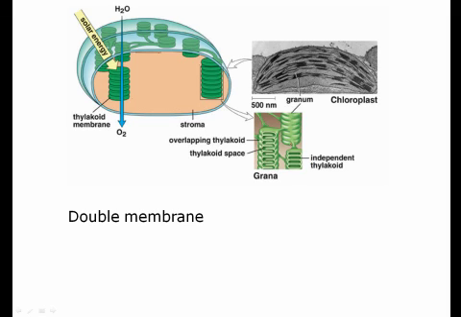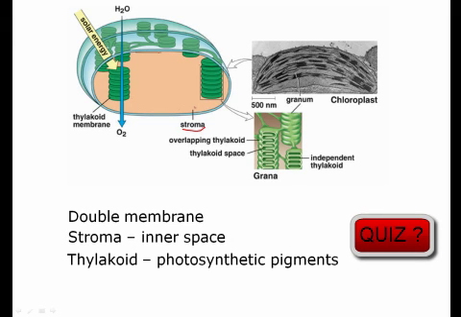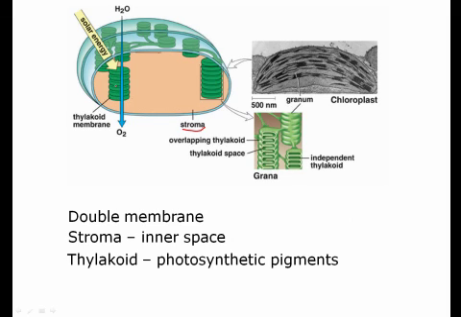The chloroplast is a double membrane structure, has two layers of membrane. The inner space is called the stroma. Parts of these photosynthetic reactions are going to occur in the stroma. And then distributed throughout the stroma are some membranes that are called the thylakoid. The actual photosynthetic pigments that capture light are found embedded in the thylakoid. So parts of the reactions occur in the thylakoid, other reactions of photosynthesis occur in the stroma.